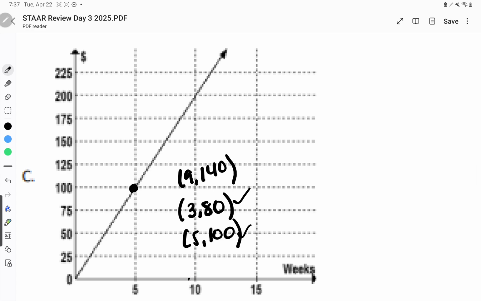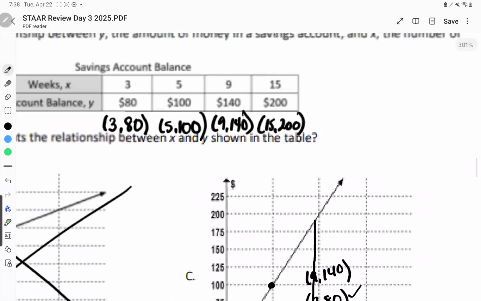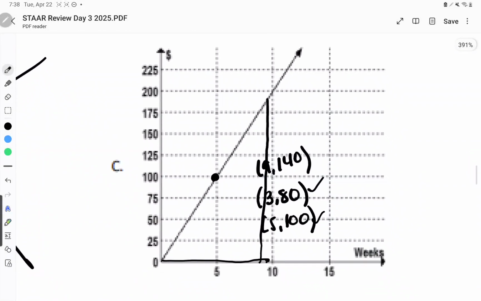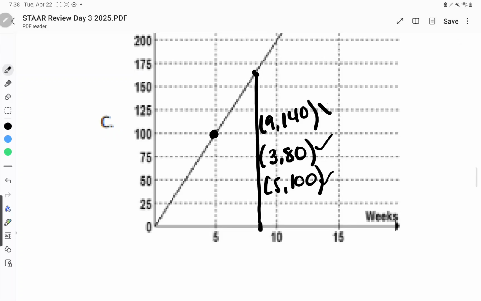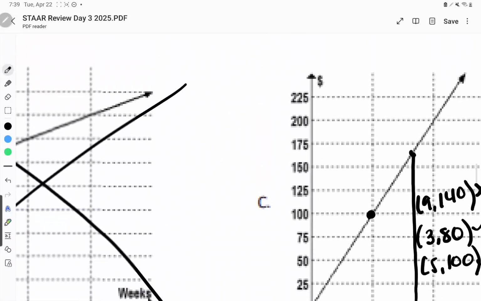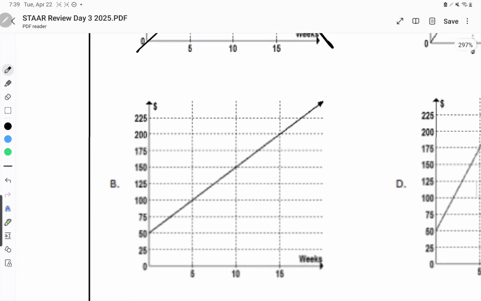9 would be like right before this 10 right here. So I go over to 9, and then up. Is that supposed to be 140? Hold on. Yeah, so this does not reach 140 right here. So this does not work. I'm going to put an X above this, and then we'll go through the rest of them.